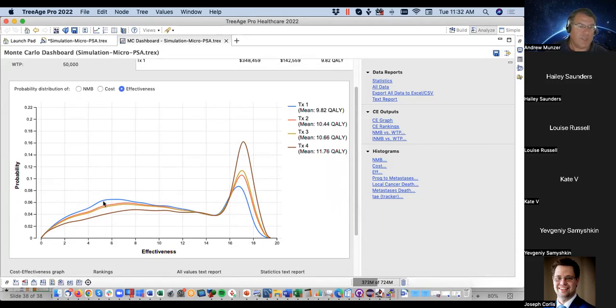So, for example, this might be an indication that I didn't run enough cycles. If I've got too many people making it all the way to the end of the termination condition, then maybe it's not very representative of a lifetime model.